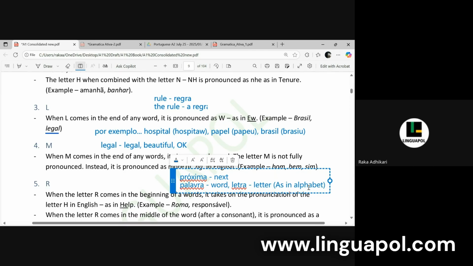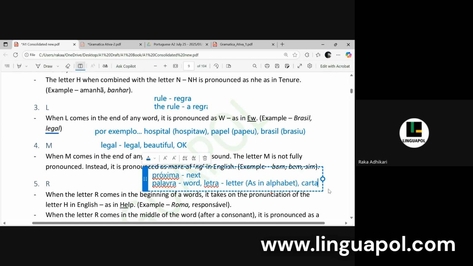And there's another word for the letter you write. We call it carta. Carta is the letter that you write to each other. Whenever I'm mentioning these extra words, please make sure that you're very proactive and you write it down immediately. So we learned próxima means next. Palavra means word. Letra means letter. And carta is an actual letter, a letter that you write to your friend. It's also letter. Carta.